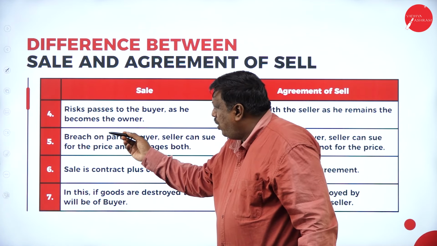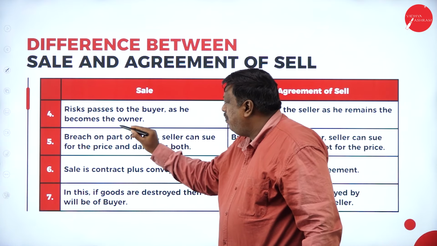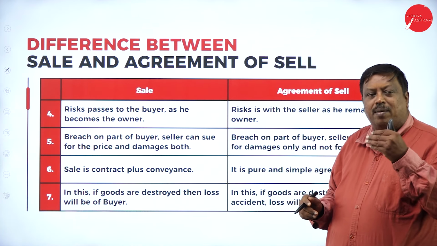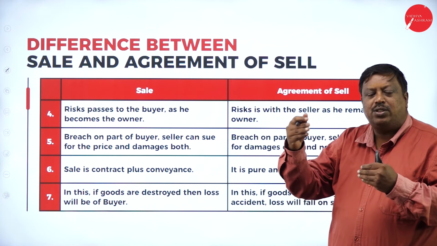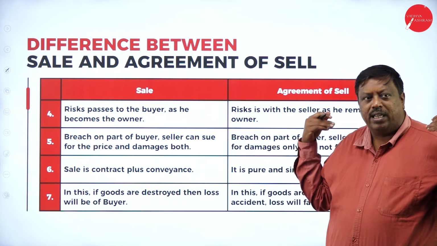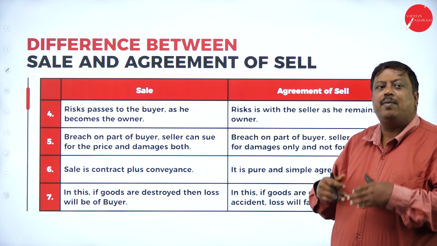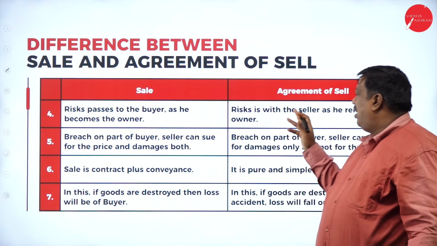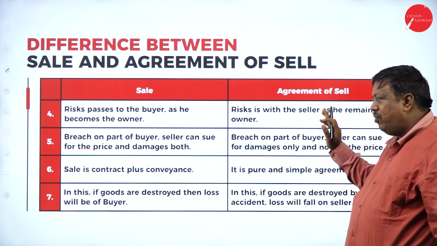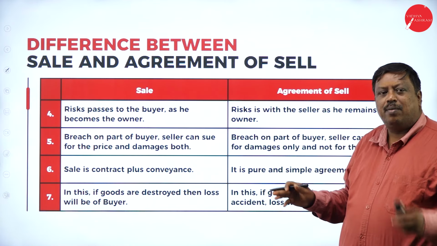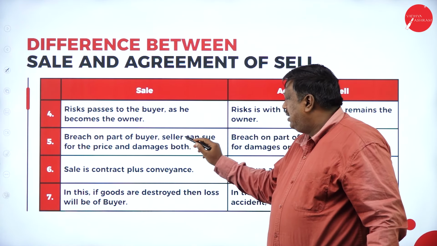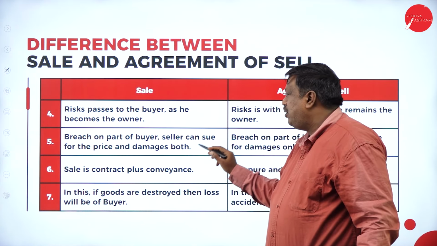Next, the fourth point: the risk passes to the buyer as he becomes the owner of the goods or property. The risk from the seller is immediately transferred to the shoulder of the buyer, and the entire risk will be on the buyer because the rights of the property have been transferred. In an agreement to sell, the risk of the property will be with the seller only, because the property or the rights have not yet been transferred.